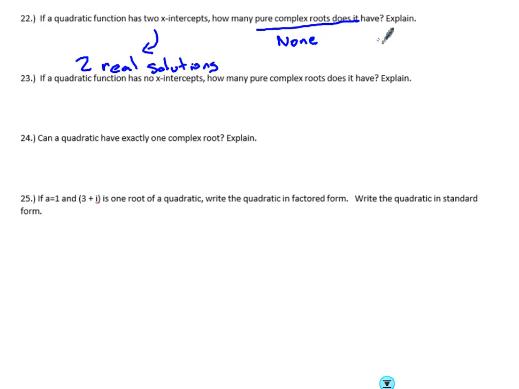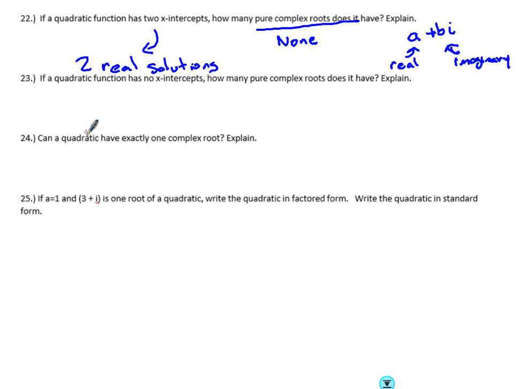Because complex numbers, once again, are in the form of a plus bi, where it has a real term and an imaginary term. But if you have 2 x-intercepts, that means that if you set the equation equal to 0, you will find 2 real solutions. And since they don't have an imaginary part, quadratic functions with 2 x-intercepts have no purely complex roots. Their solutions are real, but they're not purely complex because they do not involve a real and an imaginary part.